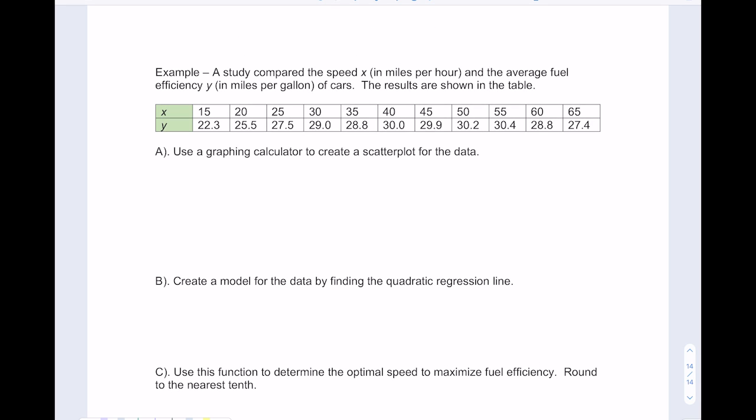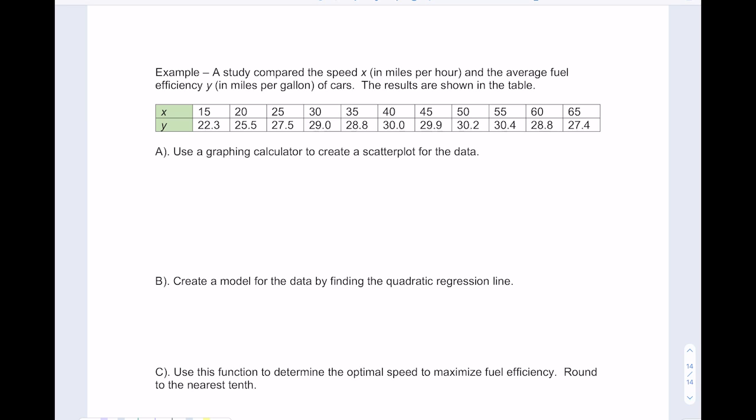For this first part here, it says a study compared the speed x in miles per hour and the average fuel efficiency y in miles per gallon of cars. The results are shown in the table. So this just means where you see the 15 and the 22.3, that meant a car that drove at a speed of 15 miles per hour had an average fuel efficiency of 22.3 miles per gallon. So they were able to drive 22.3 miles and use up 1 gallon of gas, okay, and so on.